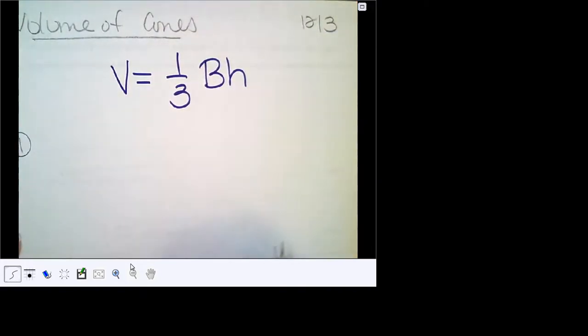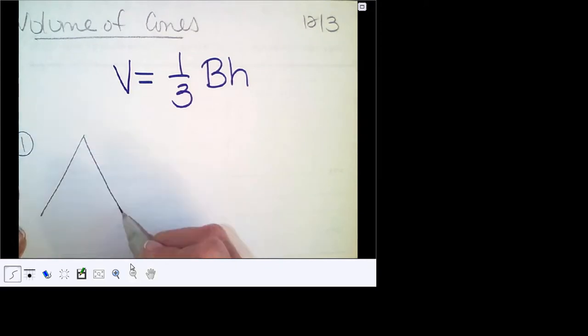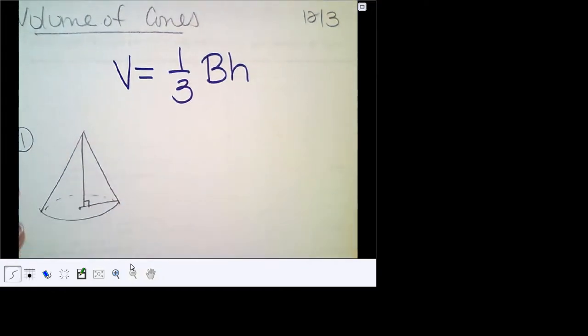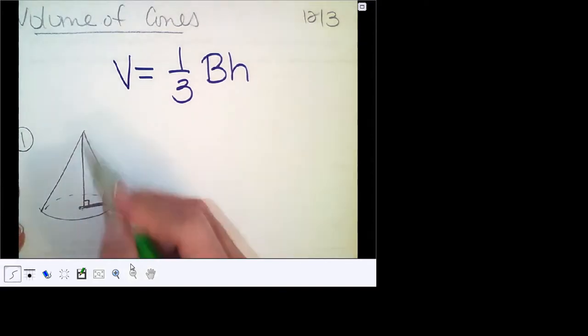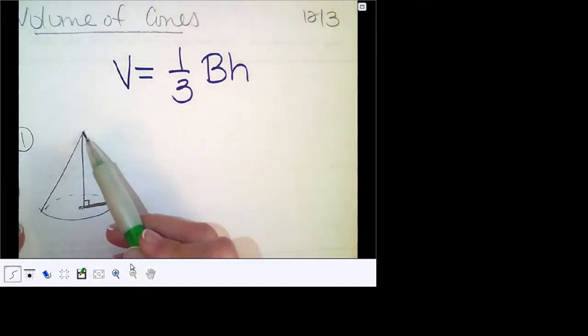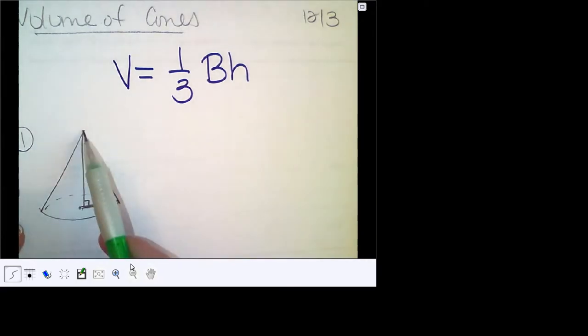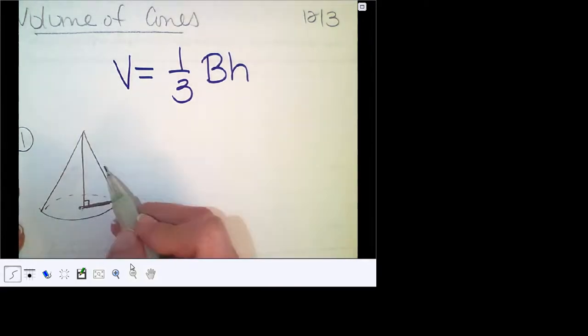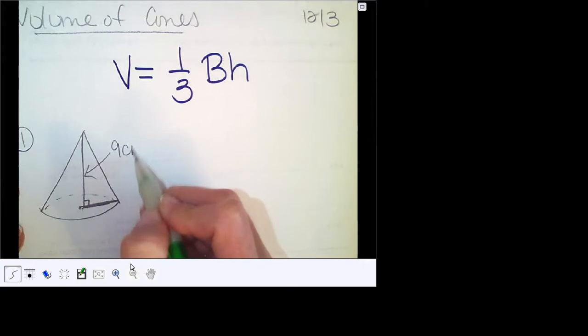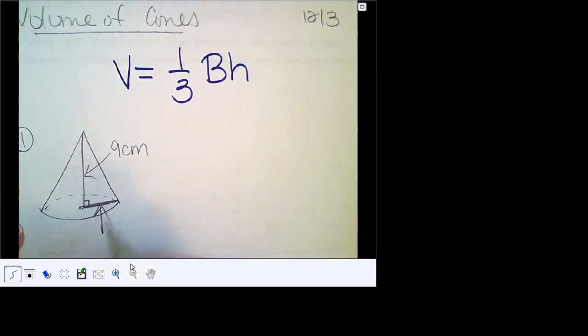Okay, number 1. And y'all know I can't draw, so I'm doing the best I can. So here I have a cone, here is my radius, and this is the height of my cone. It's a perpendicular line from the top of my cone straight down to the bottom. The height is 9 centimeters, and your radius is 6 centimeters.